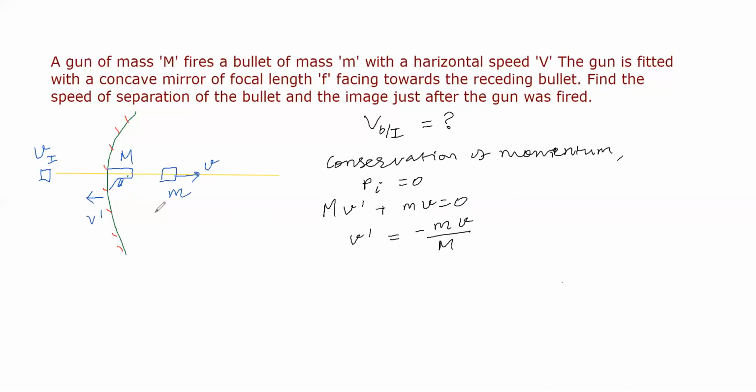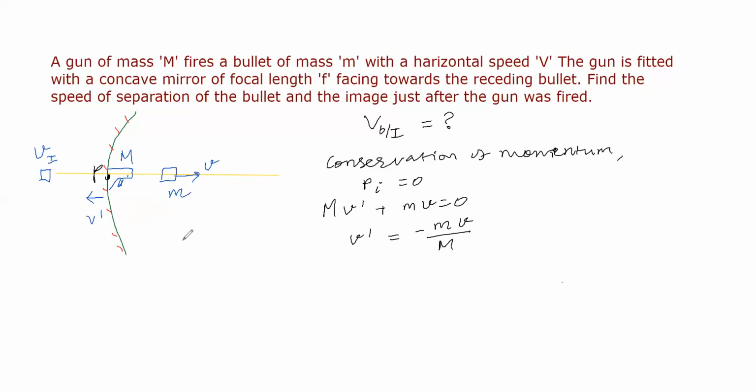Now we find the velocity of the image. Since just after the firing we have to find the velocity of the bullet with respect to the image, that means this bullet is very near to the pole. Very near to the pole means we assume that this is like a nearly plane mirror.